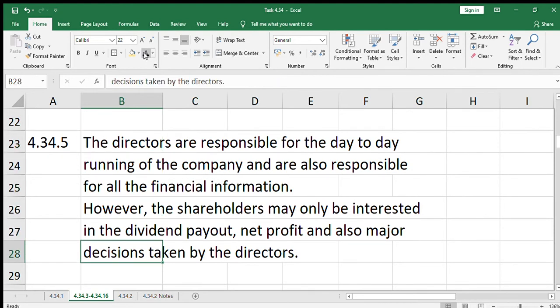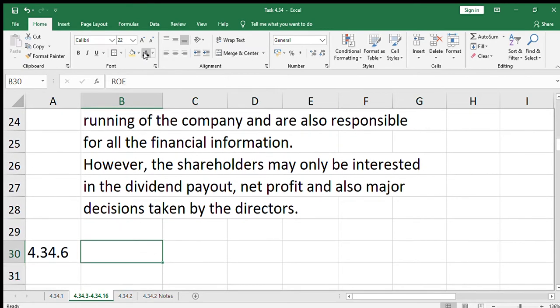4.34.6, refer to the table of financial indicators that will be presented. Calculate commercial indicators for 2 years. Okay, so the first one is the percentage return on earnings equity.